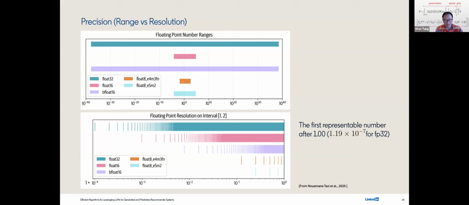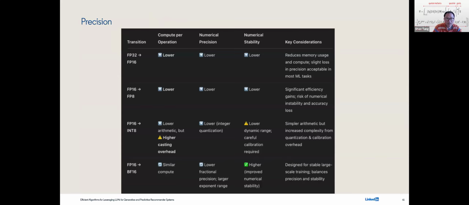And then for B float 16, although the dynamic range is larger, its resolution is actually lower. Basically the minimum is like 10 to the minus 2. And the resolution will be even lower for float 8 numbers. So there's a bunch of numbers that are not representable when you are using lower precision. And here is a summary. As we lower the precision, usually we get lower numerical precision and lower numerical stability.